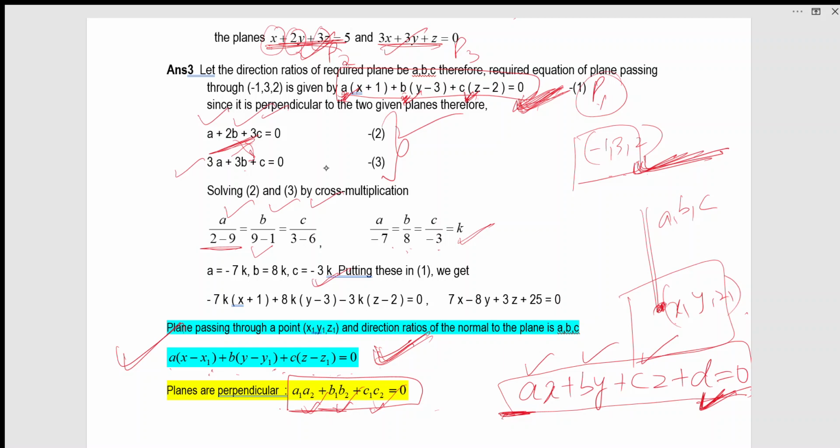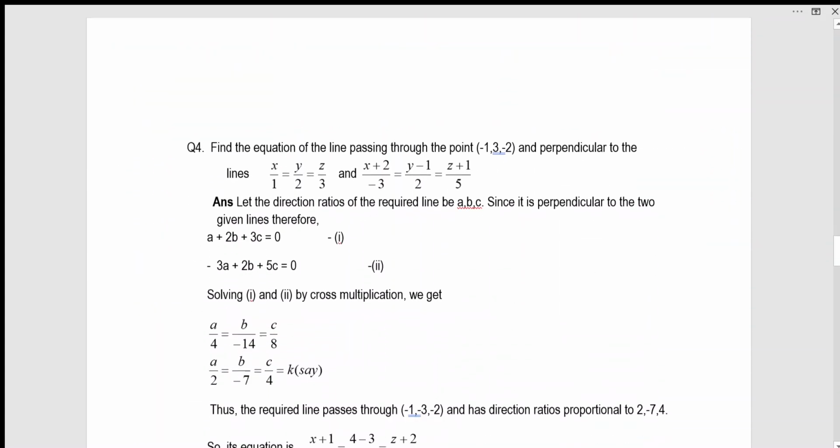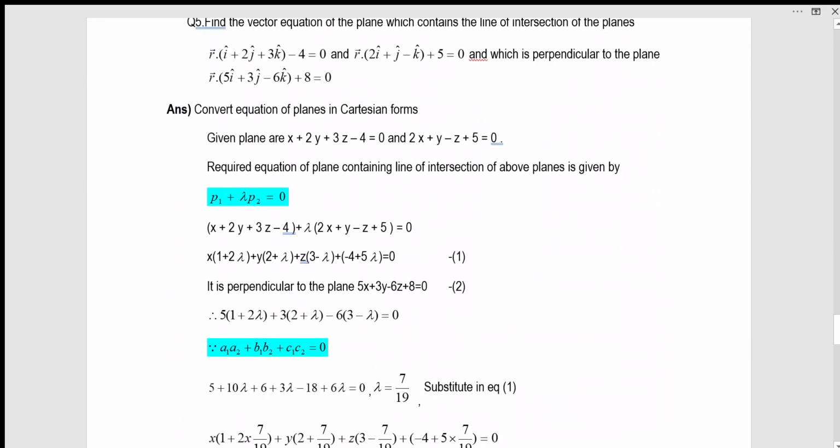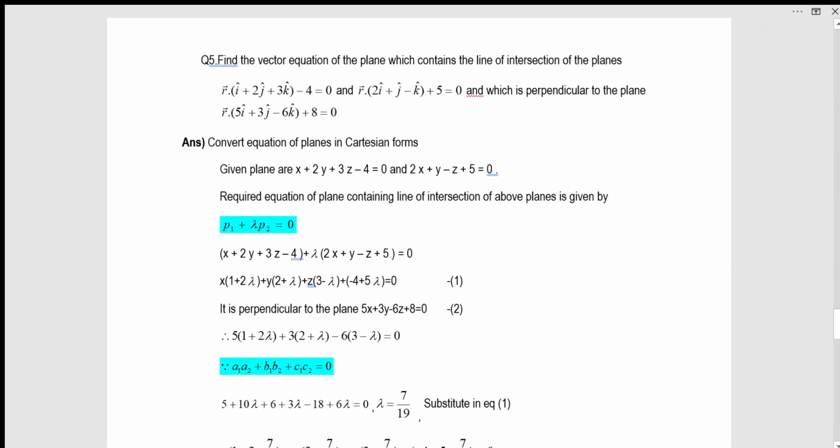You will put the values over here in equation 1. K and K will be cancelled and you will get the equation of plane. So this was another important question. Now I'll do one more question with you. That is this question number 5.